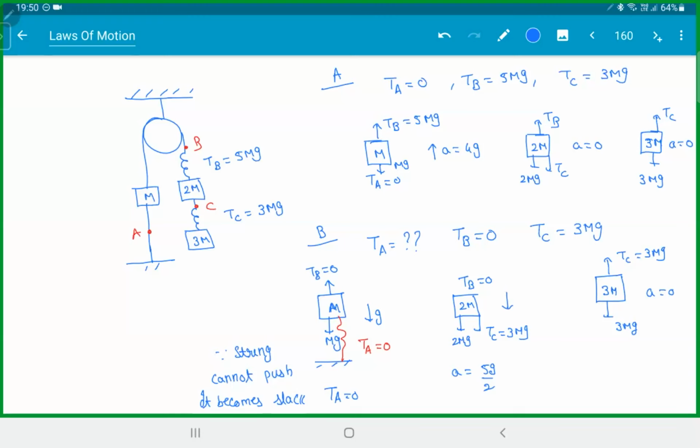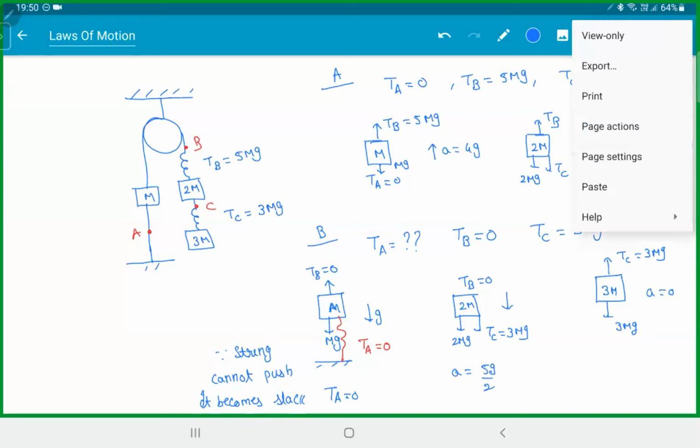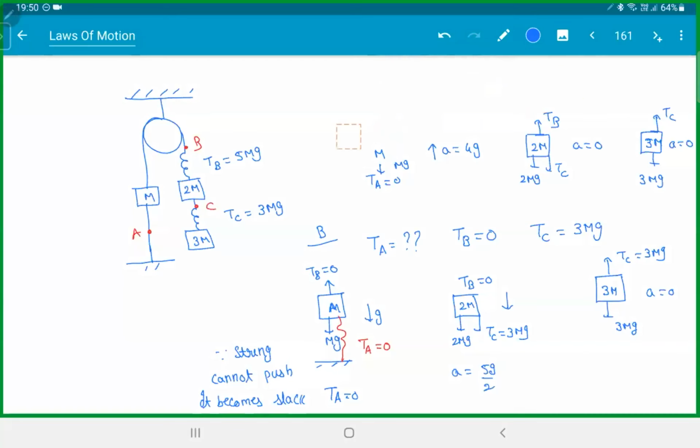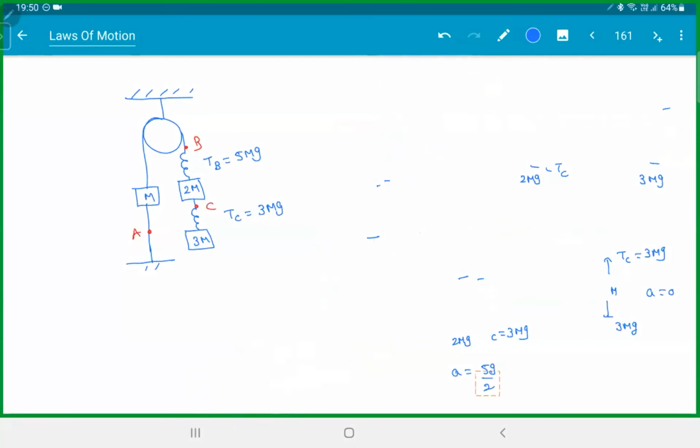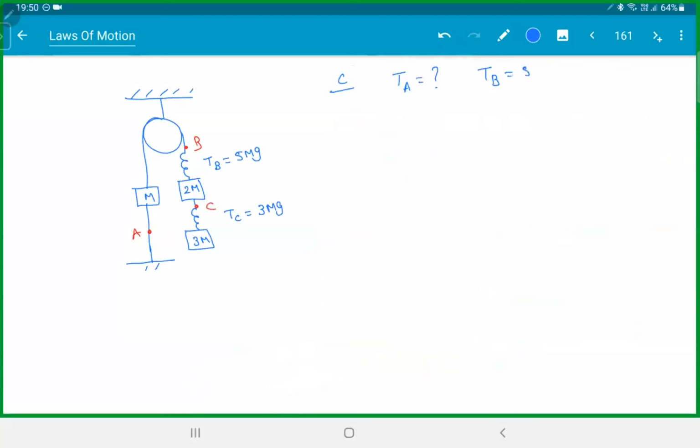Look at the C part answer. What happens if you cut it at C? The moment you cut it at C, TA, I don't know. TB will remain same. TC is 0. So start from C. TC is 0. So this is 3 mg. So you will fall with g.